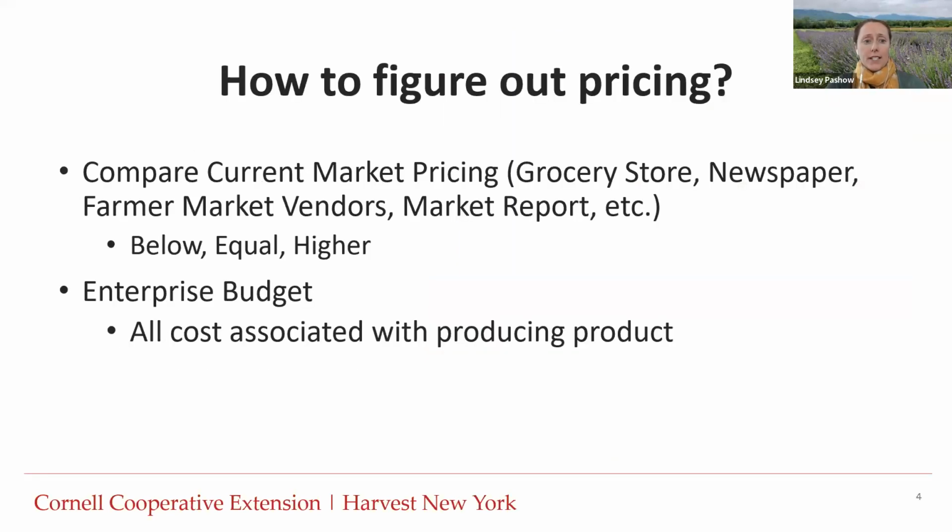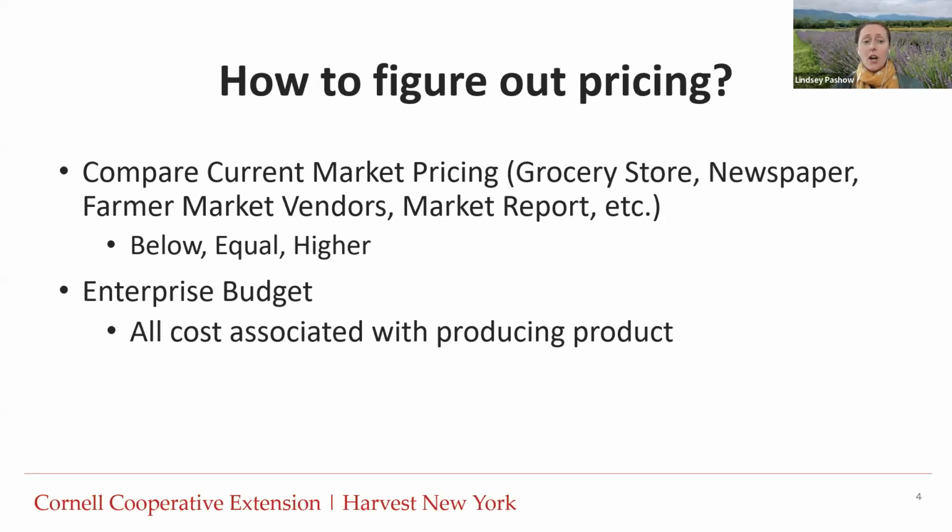How to figure out pricing. So it's important to compare current market prices when you're looking at figuring out pricing. This means going to the grocery stores, newspapers, your farmers markets, looking at different vendors, what they're charging, and potential market reports that you might find online. There's not technically one way an operation should do it. There are just different options, but it really is important to look at your operation in regards to an enterprise budget.